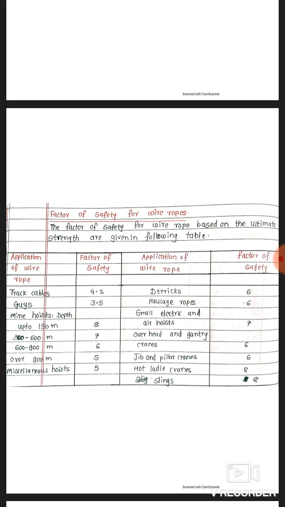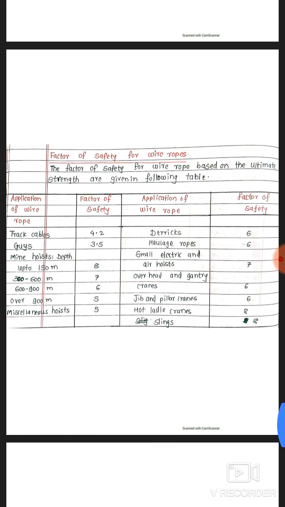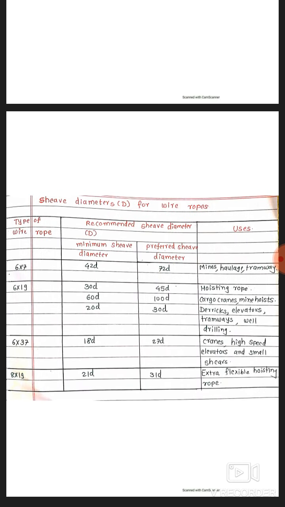Miscellaneous hoists, factor of safety is 5. Derricks, factor of safety is 6. Haulage ropes 6. Small electric and air hoists 7. Overhead and gantry cranes 6. Jib and pillar cranes 6. Hot ladle cranes 8. Slings 8. These are the factors of safety according to the different applications.